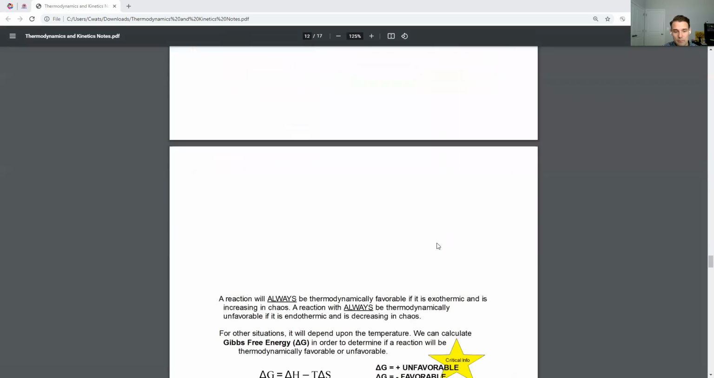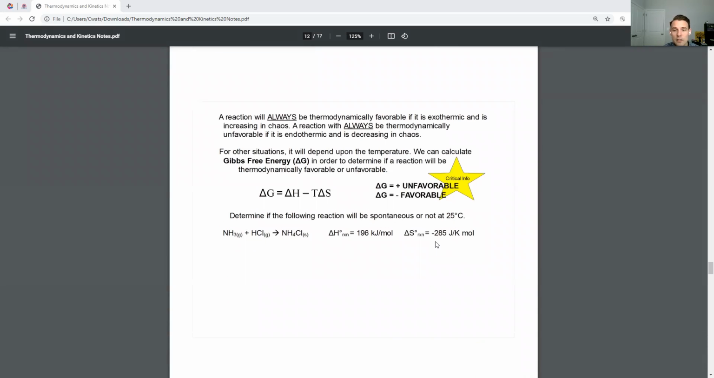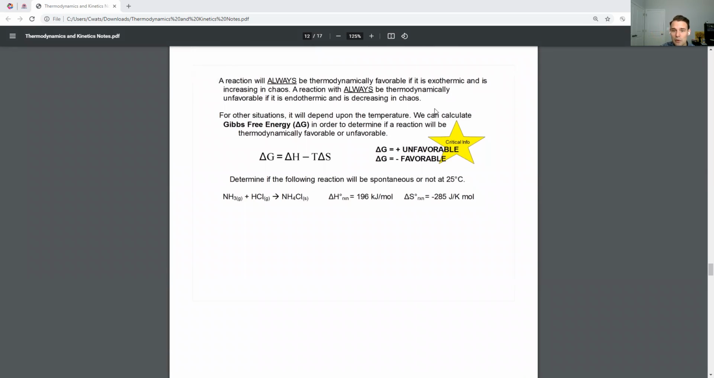So that's entropy. Now, a reaction will always be thermodynamically favorable if it is exothermic and increasing in chaos. A reaction will always be thermodynamically unfavorable if it's endothermic and decreasing in chaos. While it's not super important that you memorize this piece of information right here, it will help you for some questions where you won't actually have to do a calculation because you know that fact.